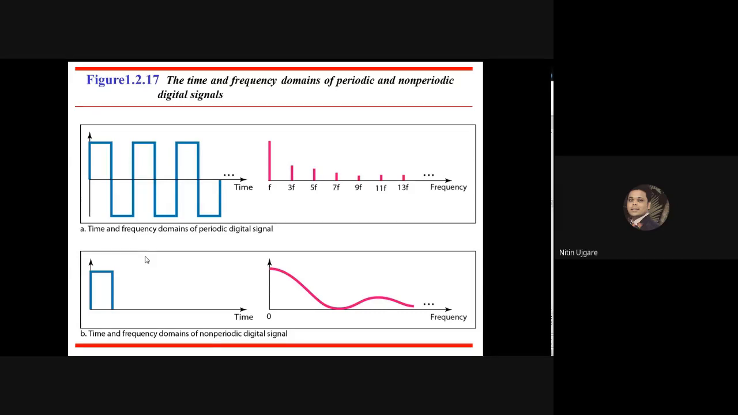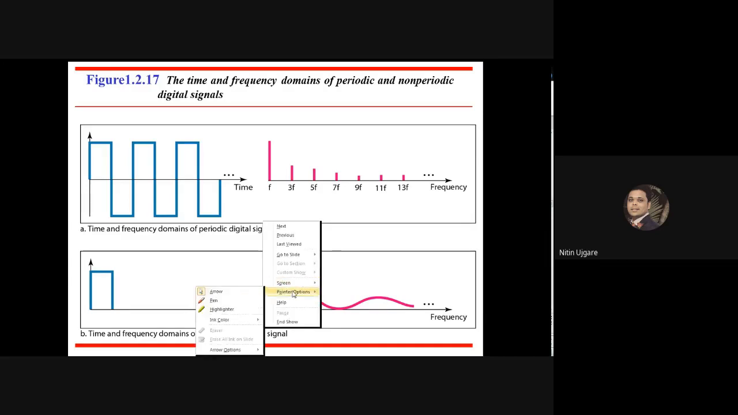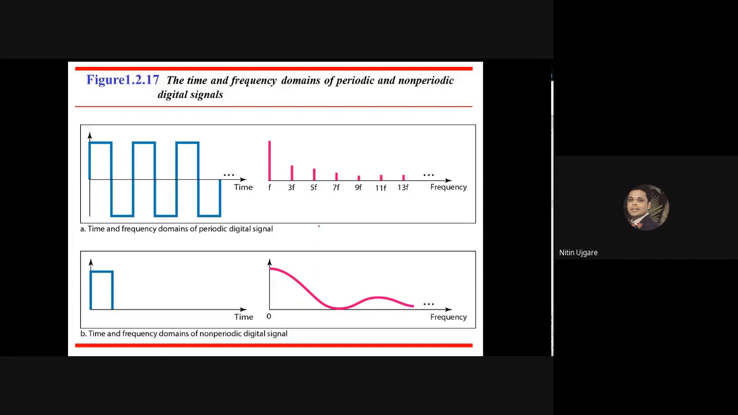As we have represented the periodic and non-periodic analog signal using time and frequency domain, now we will also see the time and frequency domain representation of periodic and non-periodic digital signals. The first part of this slide shows the time representation of a periodic and non-periodic digital signal. So this is the periodic digital signal's representation using the time domain, and this is the frequency representation of a periodic digital signal.